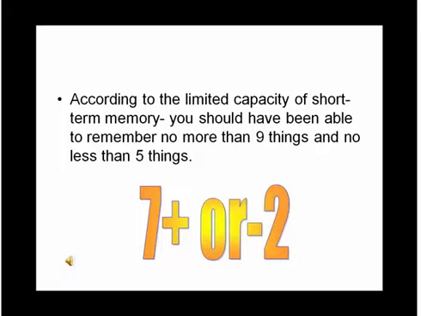According to the limited capacity of short-term memory, you should have been able to remember no more than 9 things and no less than 5 things. So you should have had about 7 plus or minus 2 things written down on your paper. The reason is this: short-term memory, I said, has a limited capacity. It seems to be only able to hold about 7 pieces of new information.